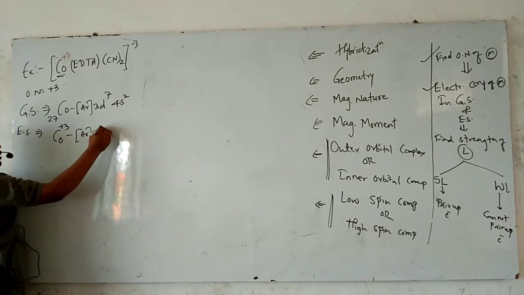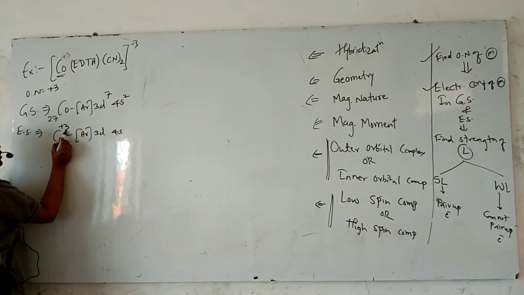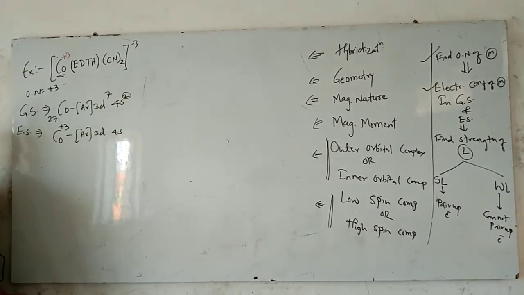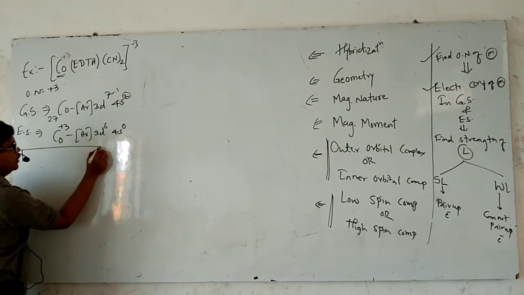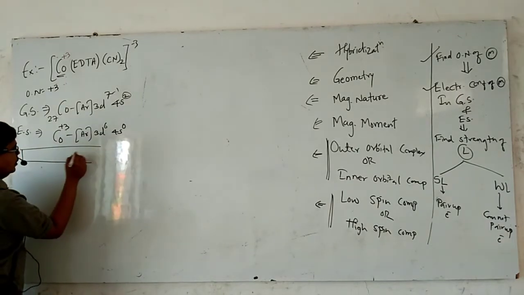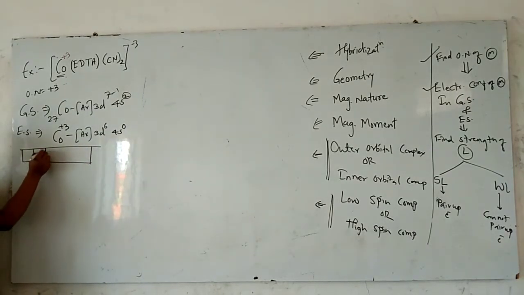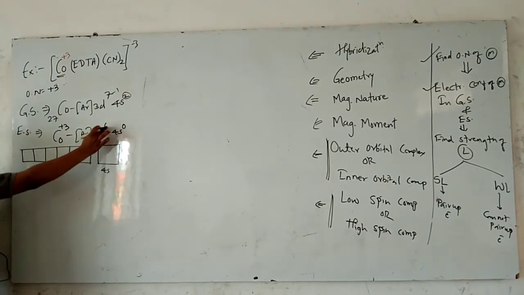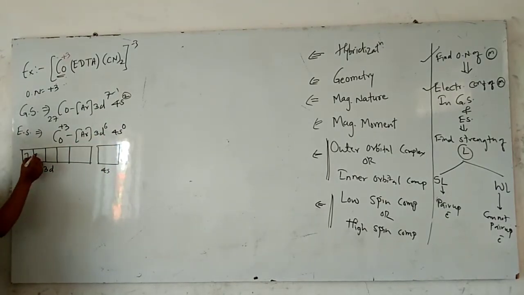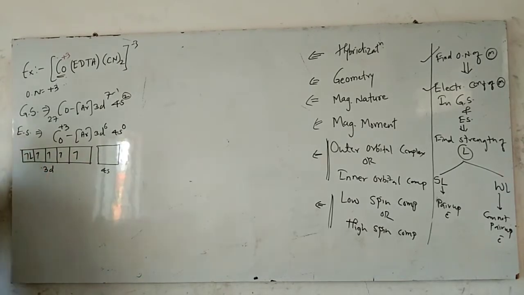So Ar 3d 4s. Now 3+ means we have to remove 3 electrons. So 2 electrons from 4s, so it will become 4s0. And one of the electrons will be removed from 3d, it will become 6. So 3d6 and 4s0. Now write the distribution of these electrons. This is your 3d, next to 3d, 4s. In the 3d there are 6 electrons, 1, 2, 3, 4, 5 and 6.